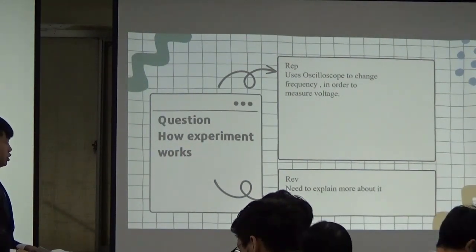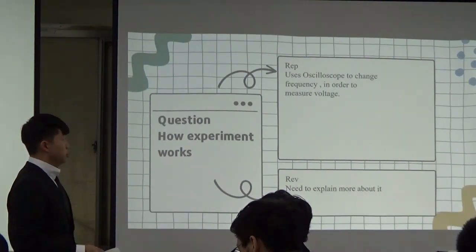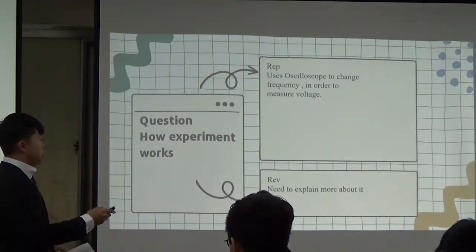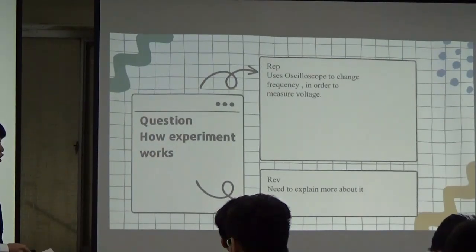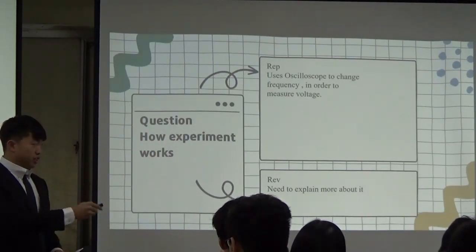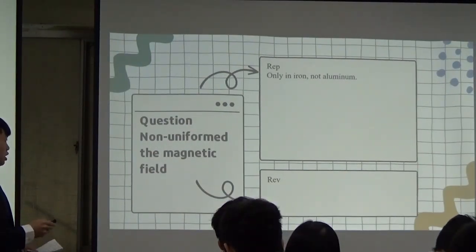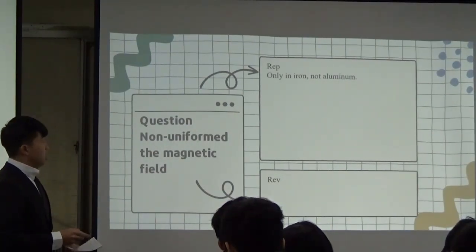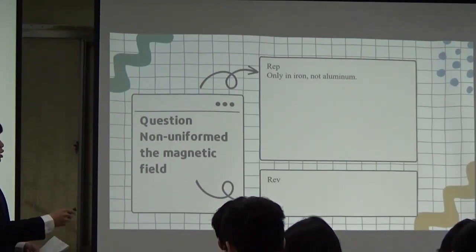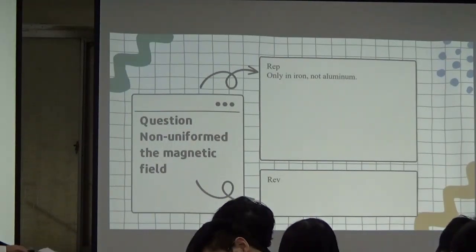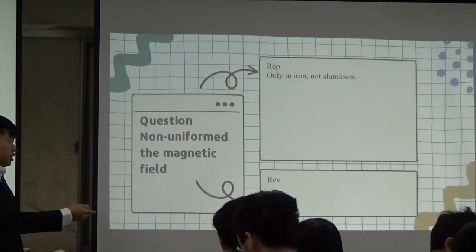This is the question that the opponent asked: how does the experiment work? The reporter says use an oscilloscope to change frequency in order to measure voltage. The reviewer thinks that they need to explain more about it. Another question is about the non-uniform magnetic field. The reporter said only in iron, but not in aluminum. The reviewer thinks that since they have theory, they have to explain it.